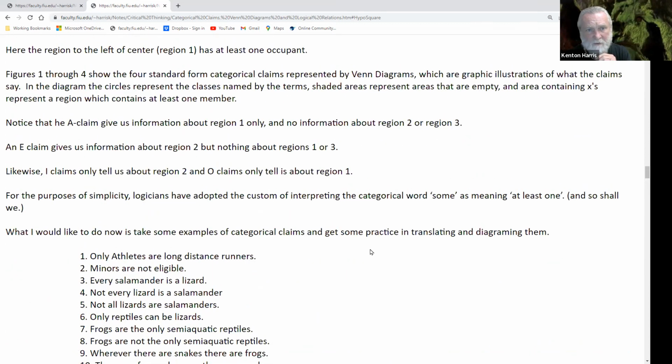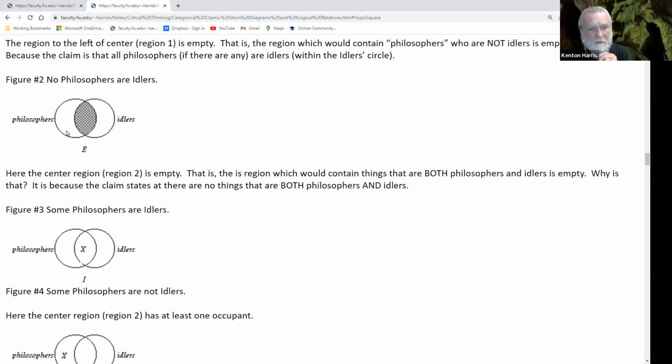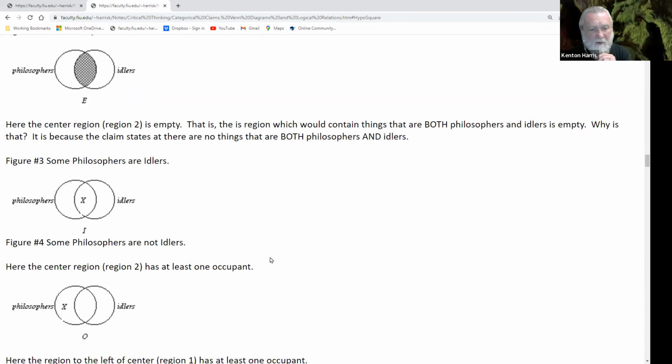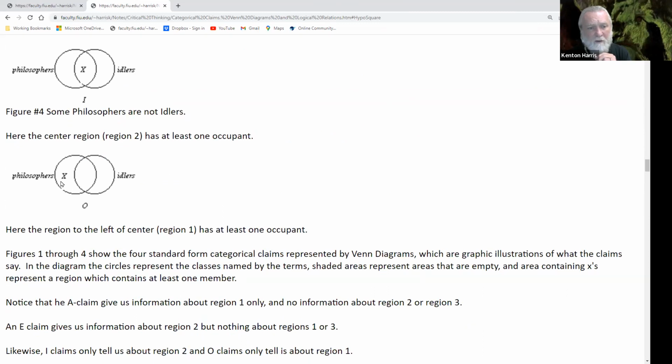And let's just take a look at the graphic on this. Here, the A claim is saying region 1 is empty, but the O claim is saying region 1 has membership. Well, they can't both be true. Either it's shaded or it's X'd, but it can't be both, right? They're saying exactly the opposite.